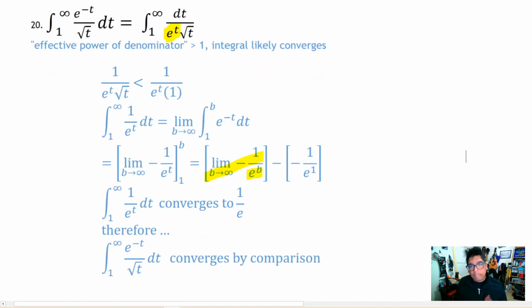Therefore, the integral that I started off with, 1 to infinity of e to the negative t over root t dt, is going to converge by comparison. Again, a larger function converged, so the smaller function is also going to converge. And that's going to do it for 18 through 20.